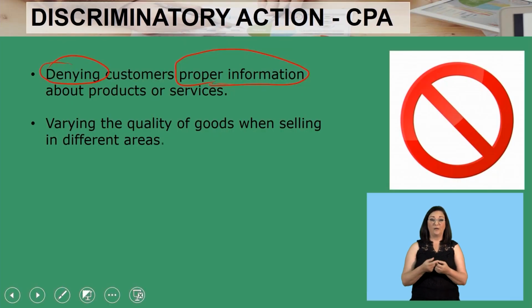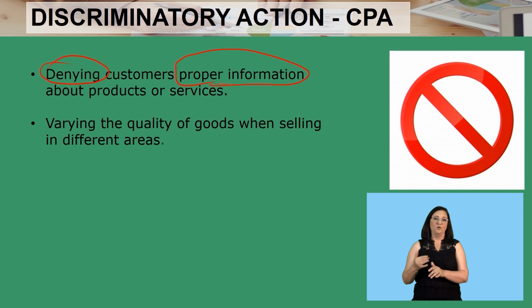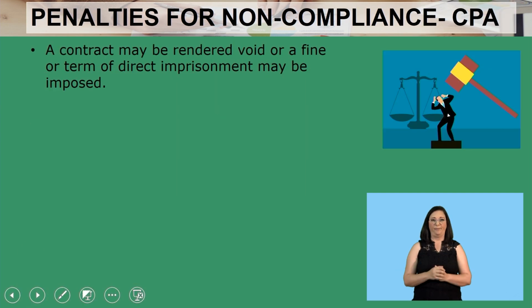Right, varying the quality of goods when selling in different areas. In this area, we are selling it like this, but in the other area, the quality becomes inferior. That is regarded as discriminatory. Treat everybody equally regardless of the area that they are situated in. So if we are being discriminatory, there are penalties.